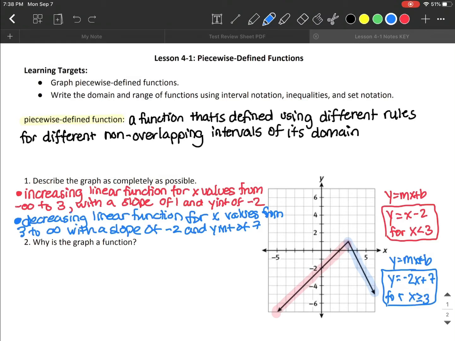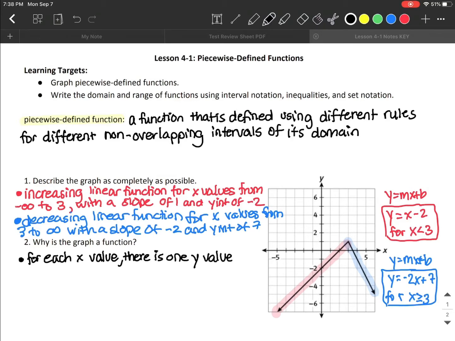Now I want to talk about how I know that this graph is a function. If you don't remember from Algebra 1, the way that I know that something is a function is if for each x value, there's only one y value. And that is true for this graph. I know because for each x value, for each input, there's only one output.